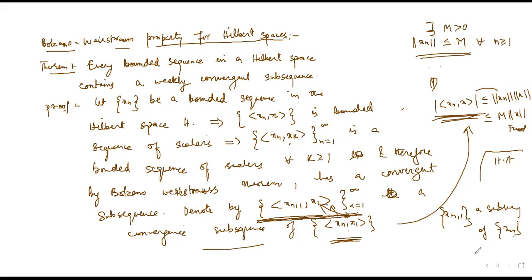Okay, so I can go on and on. Now I have found xn,1, n running from 1 to infinity, a subsequence of xn. So remember that. Now I take this sequence, which is a subsequence, and I know that <xn,1, x1> is convergent.